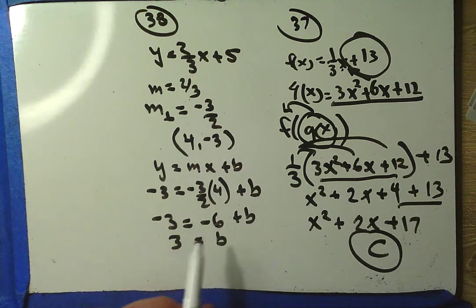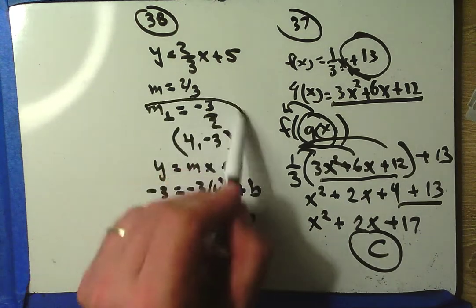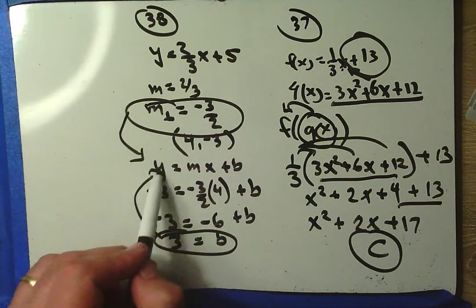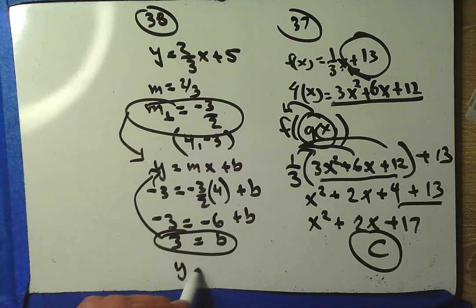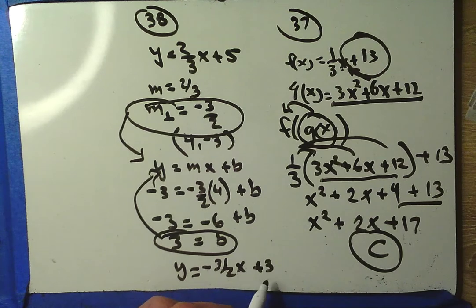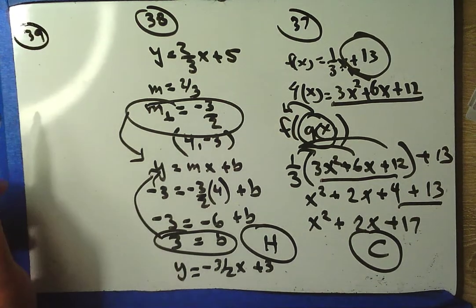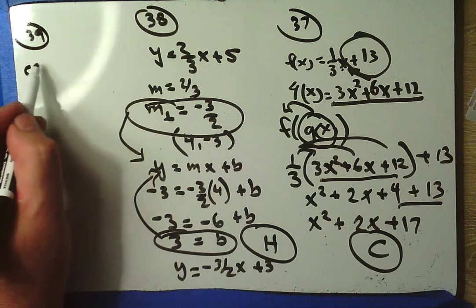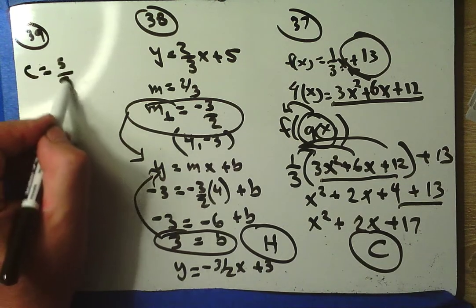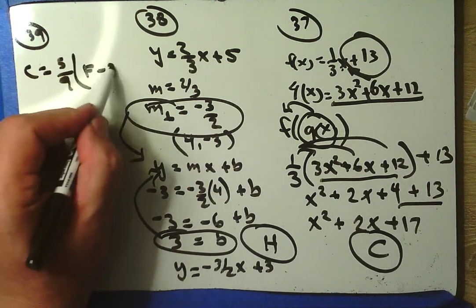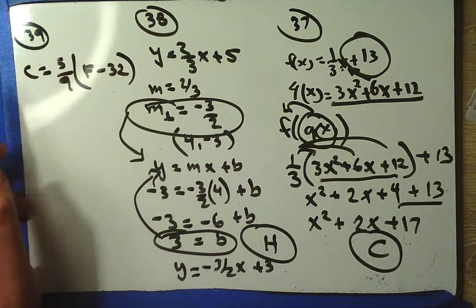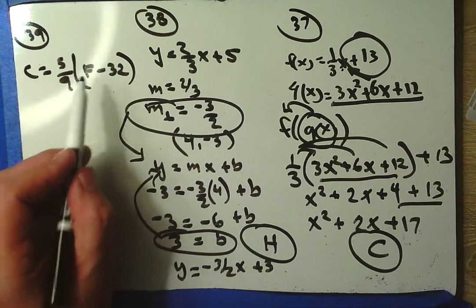Not quite done yet. Need to plug this b and this slope into y equals mx plus b. So y equals -3/2 x plus 3, and that corresponds to choice H. H for number 38. How about 39? 39 says, we've got this formula, C equals 5/9 (F minus 32). Notice here that Celsius is a function of Fahrenheit.